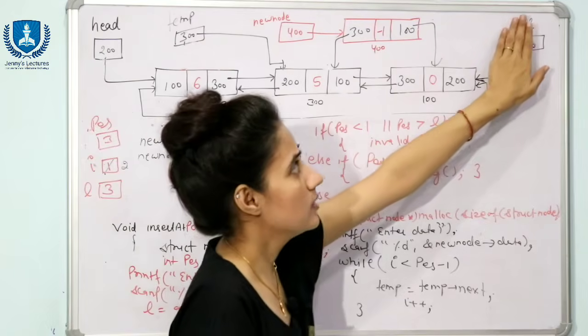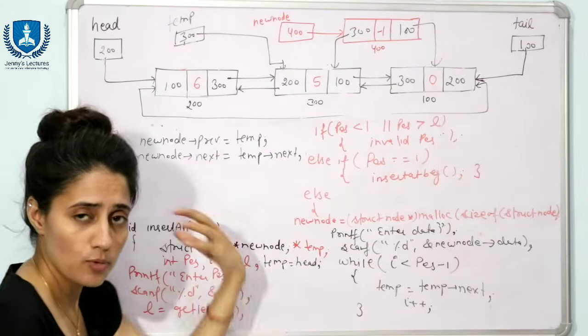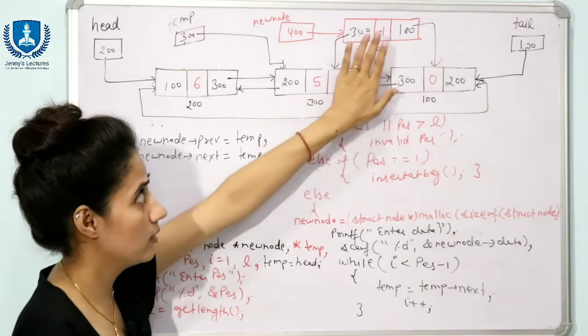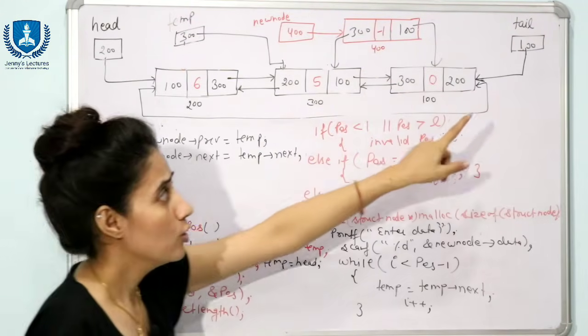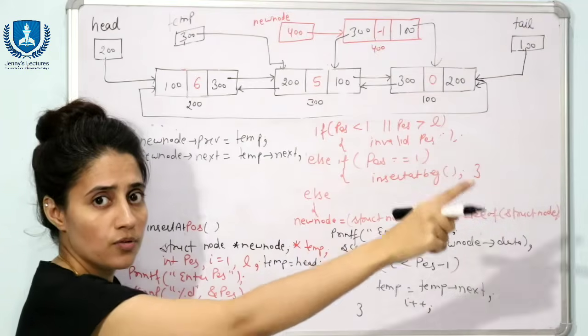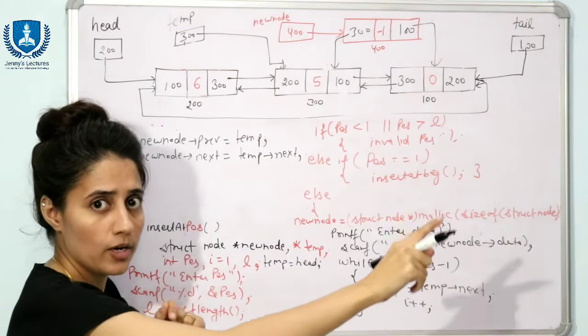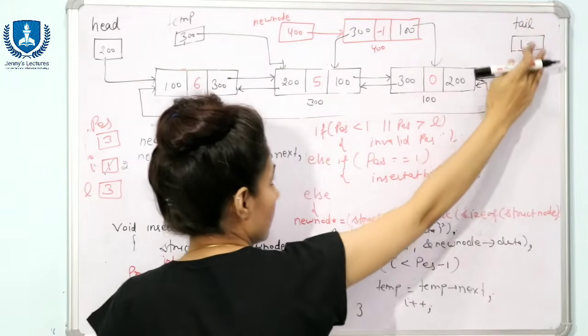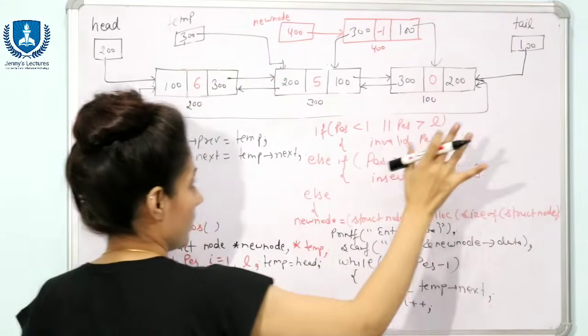See, don't consider this tail pointer, because suppose in the list I have 15 nodes and now I'm inserting at position 3. So tail would point to that 15th node, right? We cannot access this node using tail. So I don't consider this tail. We cannot access this using this tail, right?